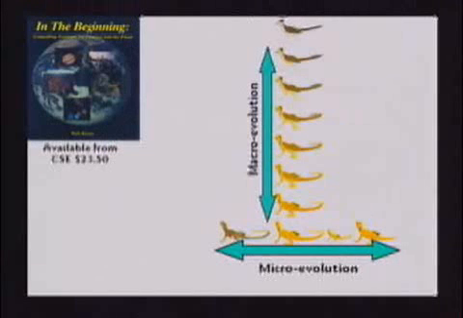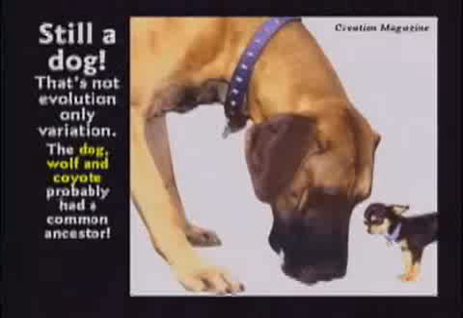Another way to illustrate it. Dogs probably had a common ancestor. Even the Great Dane and the Chihuahua probably had a common ancestor. I wouldn't question the fact that the dog, the wolf, and the coyote had a common ancestor.